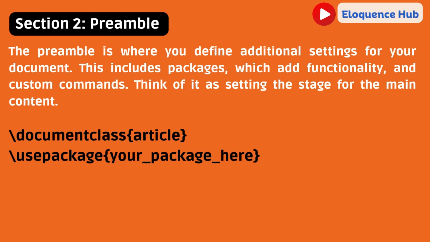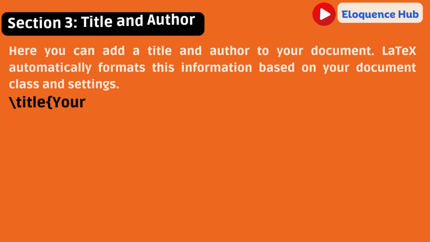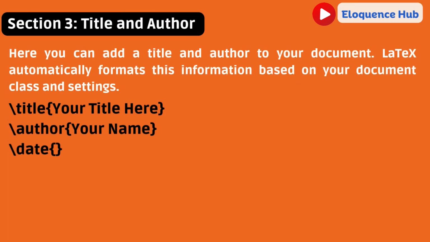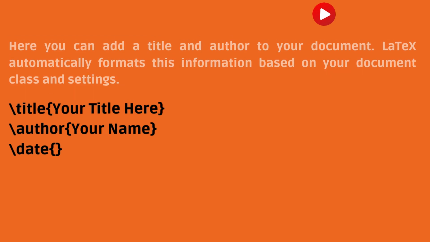The preamble is where you define additional settings for your document. This includes packages, which add functionality, and custom commands. Think of it as setting the stage for the main content. Here you can add a title and author to your document. LaTeX automatically formats this information based on your document class and settings.